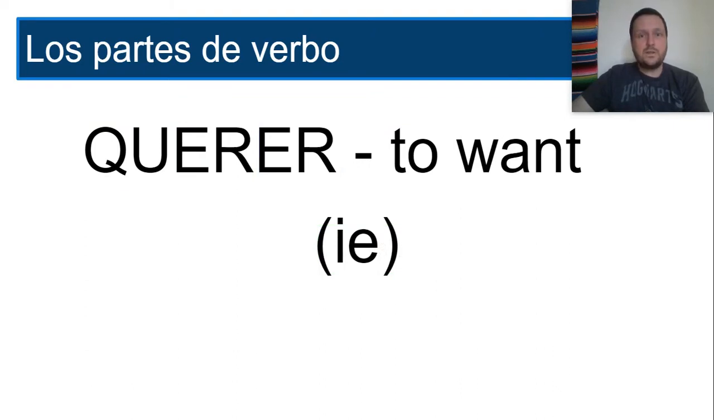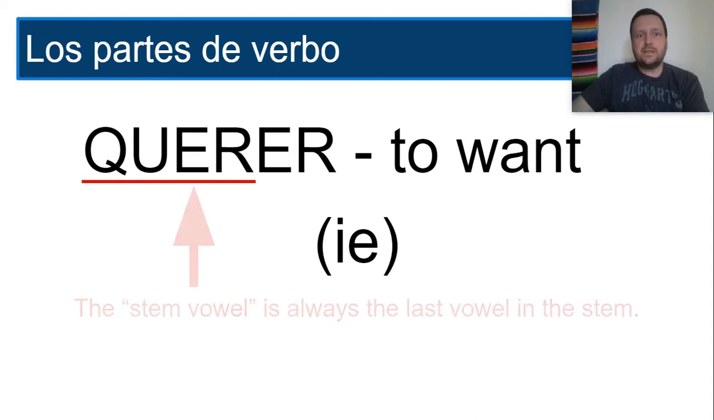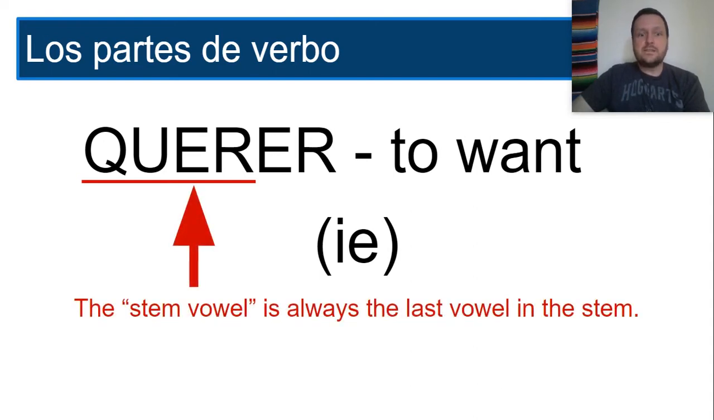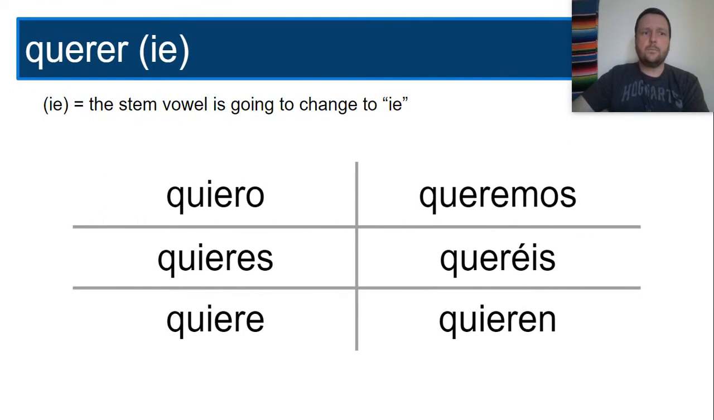All the verbs we're doing today are going to be IE stem changers. Now, the stem here, QUER, unlike tener, has two vowels. So we have to think which one is going to stem change. The answer is really easy. It's the last one. The stem vowel is always the last vowel in the stem. So when we conjugate it, that stem vowel E is going to change to IE. Here's what it will look like.